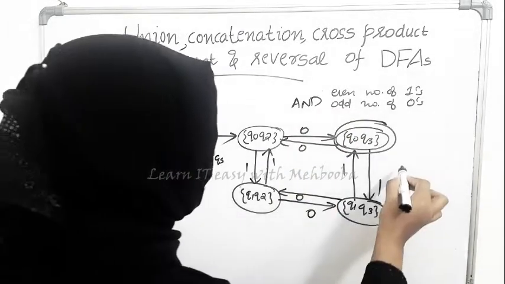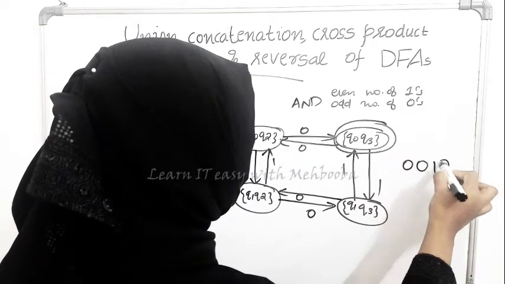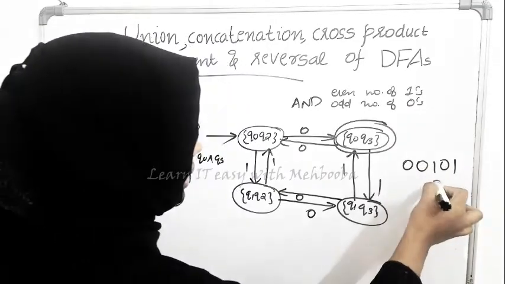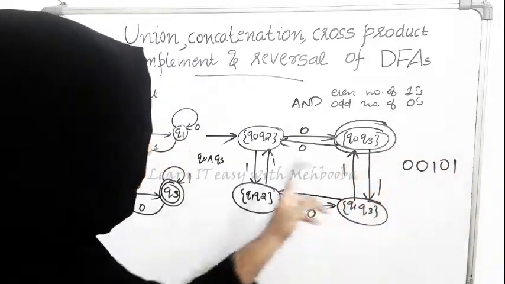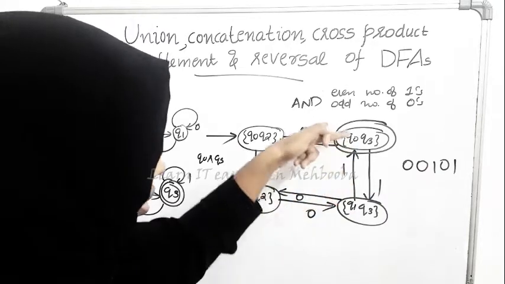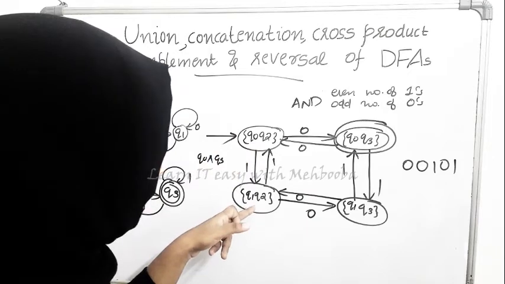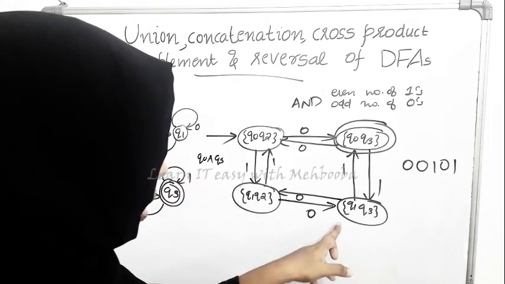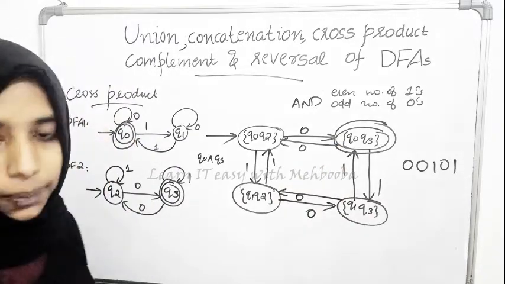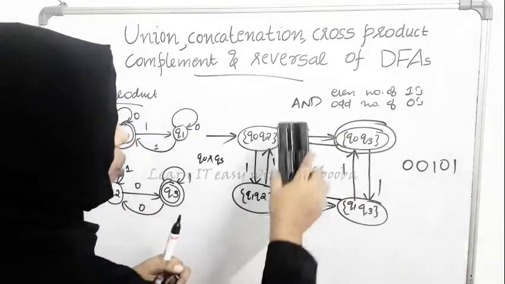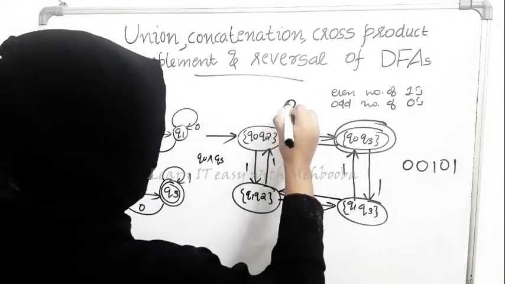We will check with an example. Given a string with an even number of ones and an odd number of zeros, it contains 2 ones and 3 zeros, so this should be accepted. Let's check whether it will be accepted or not. 0 will take you here. Another 0 will make you come back here. 1 will make you come here. 0 will take you to this point, and 1 will take you to the final state. That is accepted.